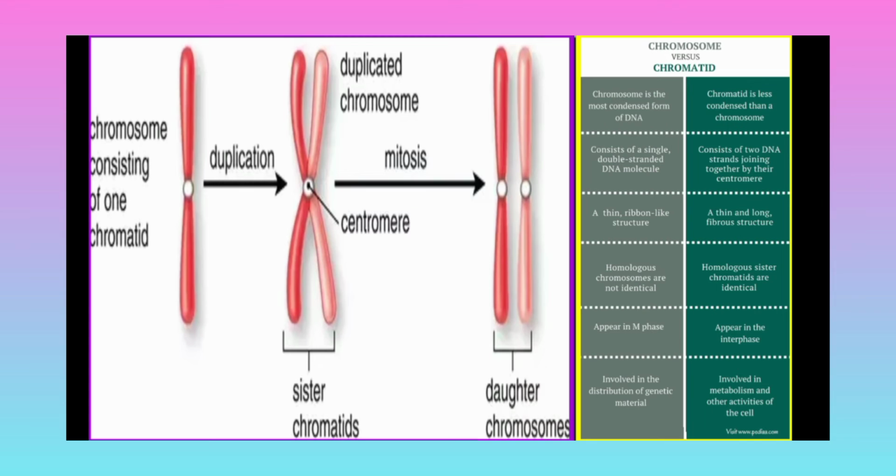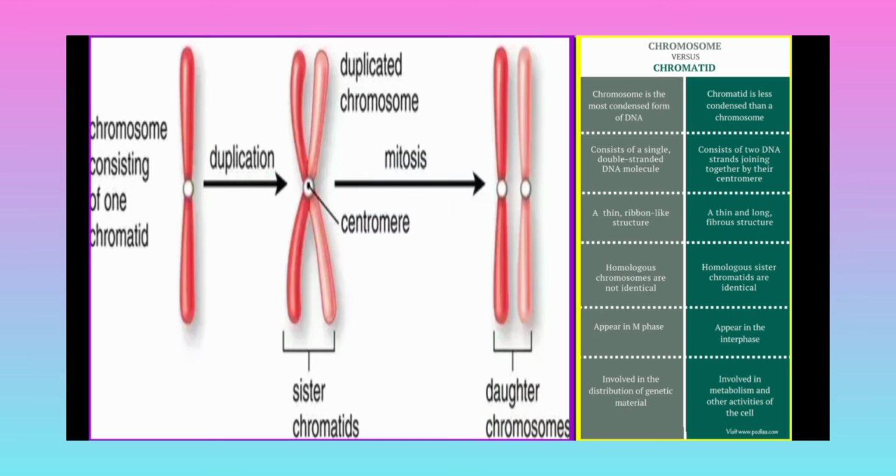So these are the sister chromatids, and what is the difference between the sister chromatids and daughter chromosomes? If it consists of one chromatid and it is duplicated, then these are the duplicated chromosomes, by the mitosis process and by the centromere. So if these are of the same length and same size, then these are the sister chromatids, one and its duplicate. And if it undergoes mitosis, then two chromosomes are formed, and these are known as the daughter chromosomes.